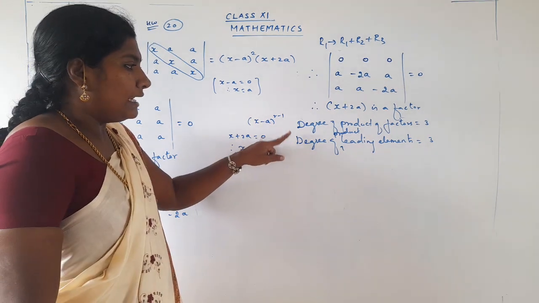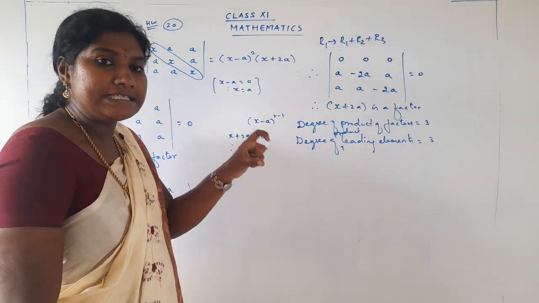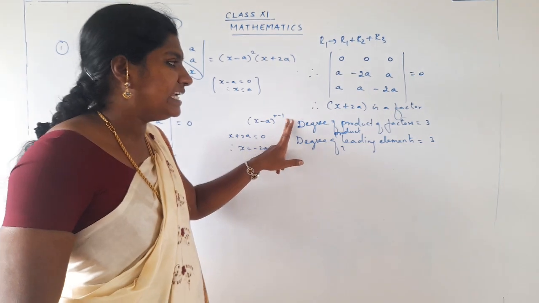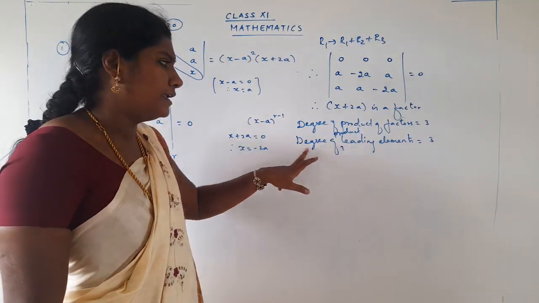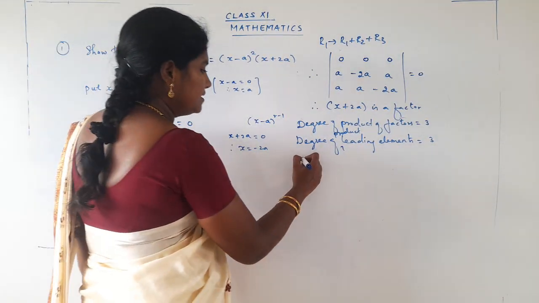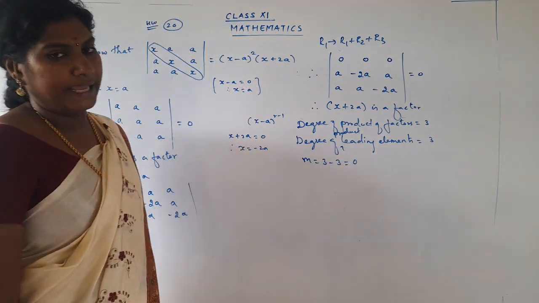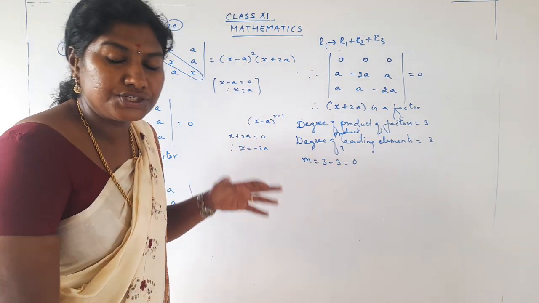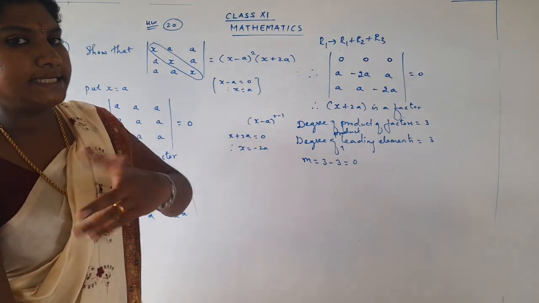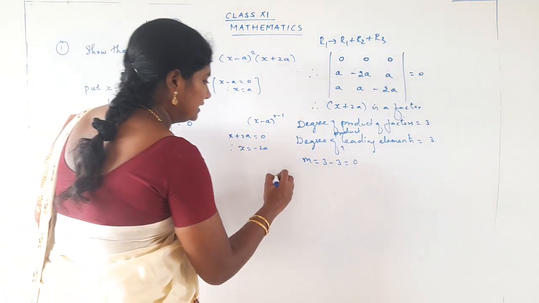So now let me find out the difference. I have told you what is m. m is the difference between the degree of product of factors and the degree of leading elements. So m is equal to 3 minus 3. So what is the answer you are getting? 0. Yes. If you get the answer as 0, what is your constant? Constant is k. So you have to write down here.